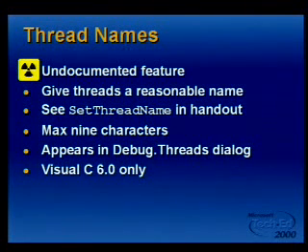The maximum of 9 characters are allowed for the name. It's just the limitation we have on the structure itself. And then once you've set that thread name, all of your threads will appear with the correct names that you've set in the debug threads dialog. And that's a feature that's new for Visual C++ 6 and will not work in Visual C++ 5.